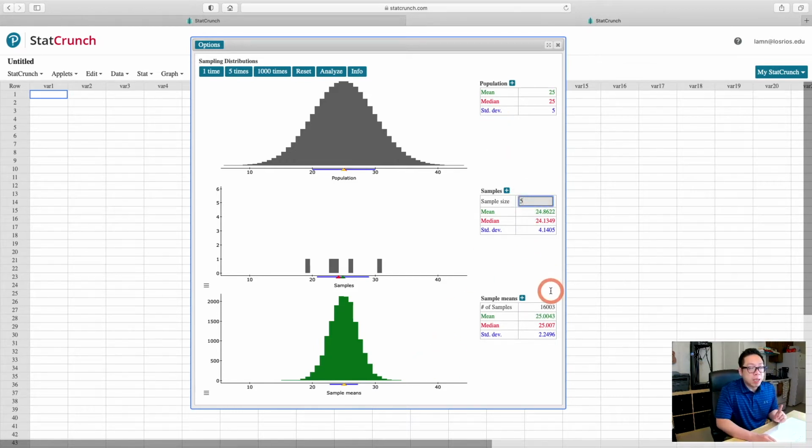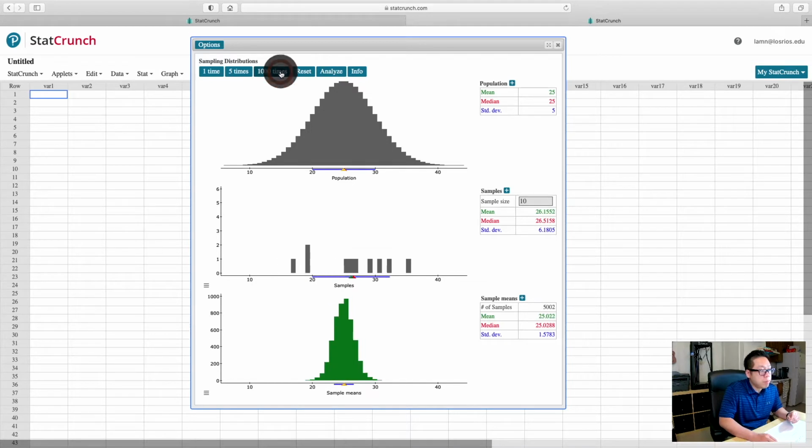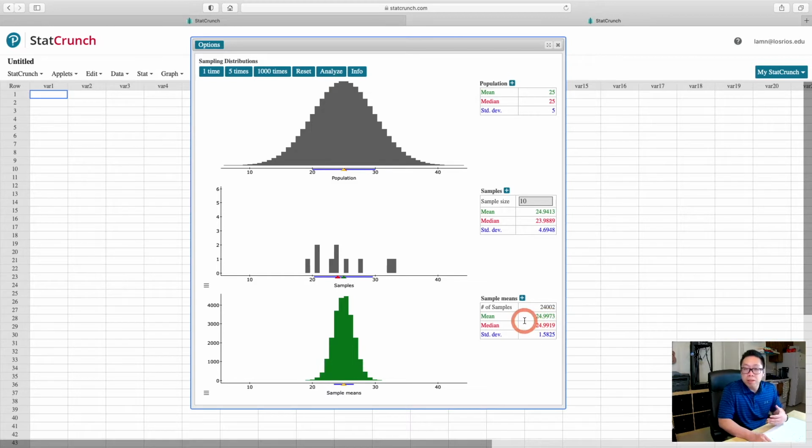Now let me increase the sample size to 10. What this means is I'm going to pick 10 random students, find their average age, and then record. Pick another 10 random students, find their average age, and record. And then repeat this process many, many times. Notice what happens. The mean, 24.9973, stayed roughly the same as the original, which was 25. Standard deviation got even smaller, 1.5825. With 5 people, it was around 2 something, and now with 10 people, it went down to 1.5825.